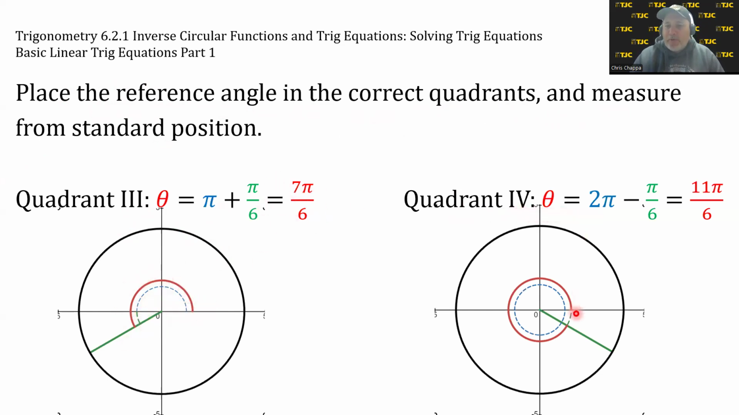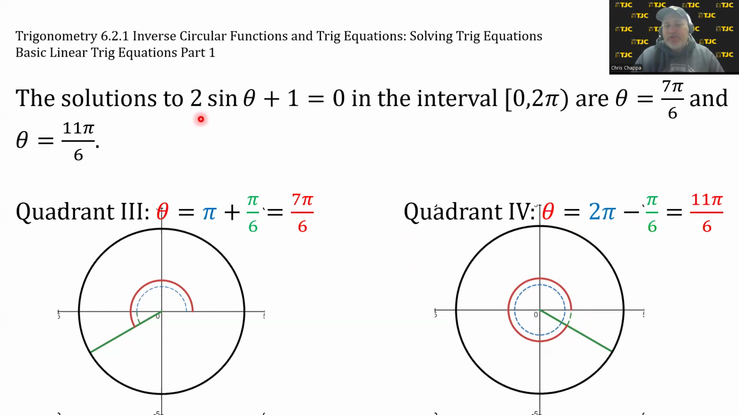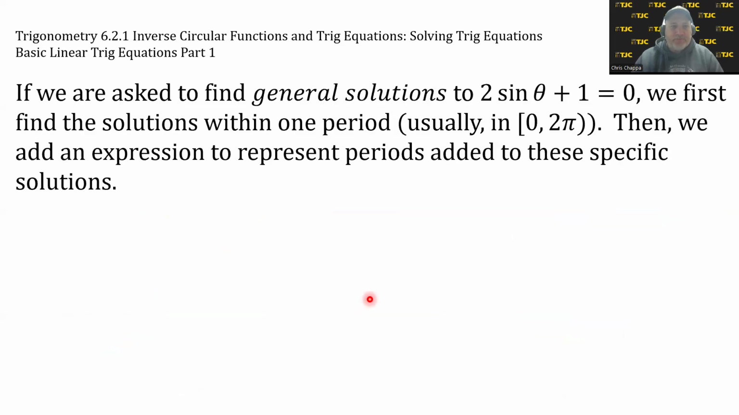In quadrant 4, if we put the reference angle, and remember the reference angle is always measured from the x-axis, we put a reference angle of pi over 6, then the angle measured from standard position, red, along with the pi over 6 should give us a complete revolution, 2 pi. So our red angle is 2 pi minus pi over 6, which is 11 pi over 6. So the solutions to 2 sine theta plus 1 equals 0 in the interval 0 to 2 pi are theta equals 7 pi over 6 and theta equals 11 pi over 6.